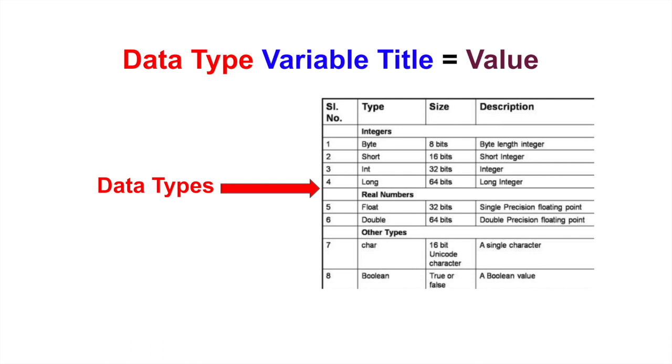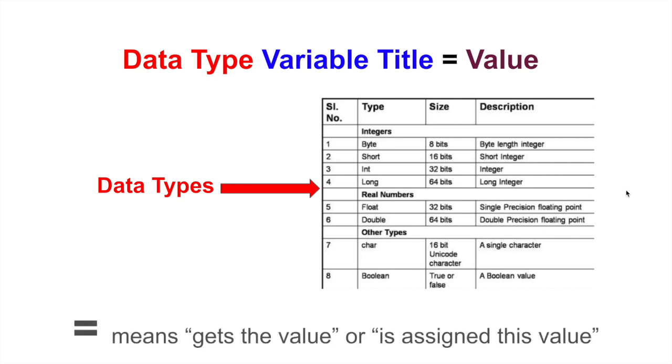An important thing to note is that the equal sign means gets the value, or is assigned this value. Normally in math we have 2 equals 1, that's not true. 2 equals 2, that statement is true. But in this case the equal sign is a tool that we use to assign a value. If you do double equals, that is a comparison of 2 values, which I can touch on in a different video.